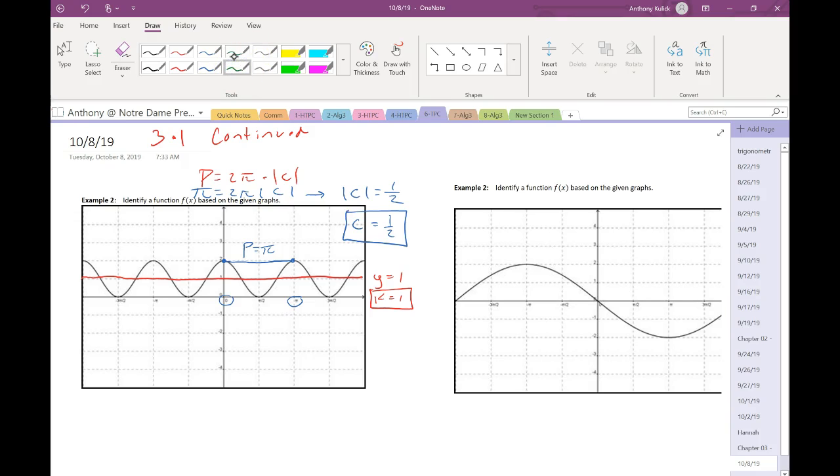Okay? The next thing that I want to determine is my value for a. Remember, a is the amplitude, or is related to the amplitude. The definition for the amplitude is the distance from an extrema to the midline. So for example, this length is an example. So that's 1 unit.